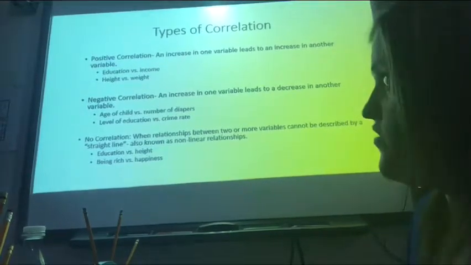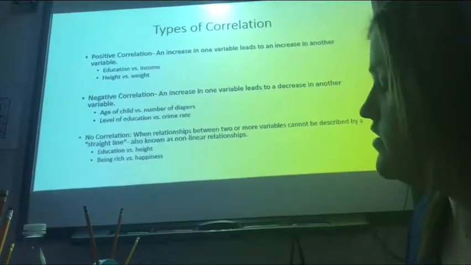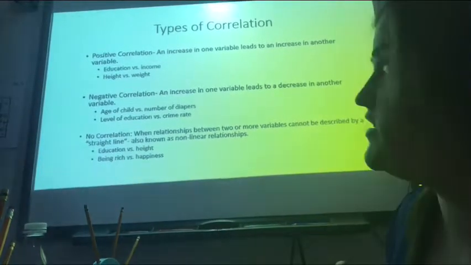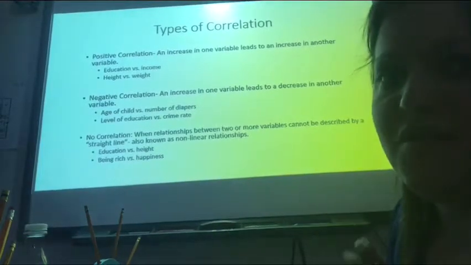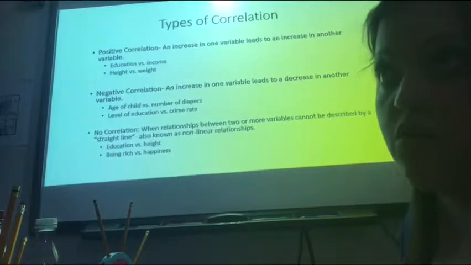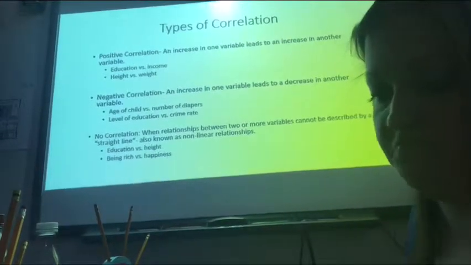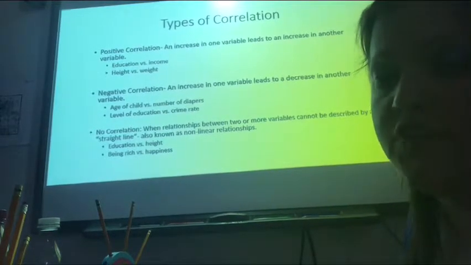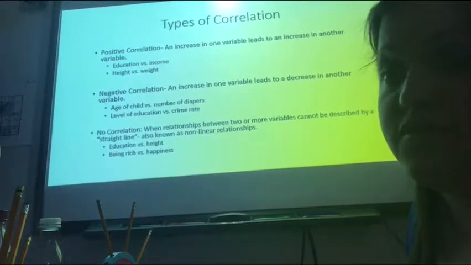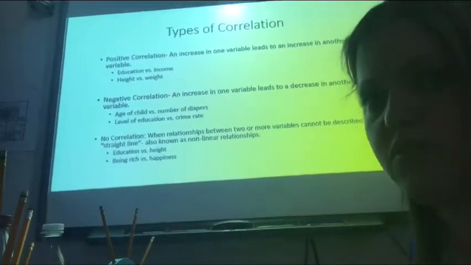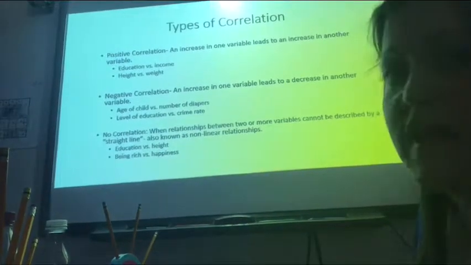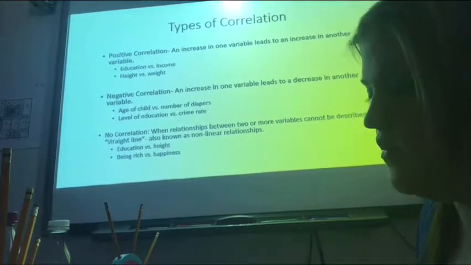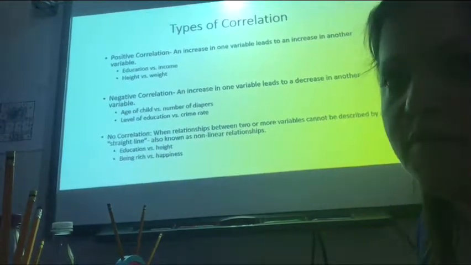Not always, but generally. You also have negative correlations, and that's when an increase in one variable leads to a decrease in another variable. For example, the age of a child versus the number of diapers they use. A 1-year-old child will probably use 15 diapers in a day, whereas a 3-year-old child who's not potty trained yet might use 5. So it still has a correlation, but it goes down instead of up, creating a negative correlation. And you have level of education versus crime rate. Generally, the more education you have, the less likely you are to commit crime.